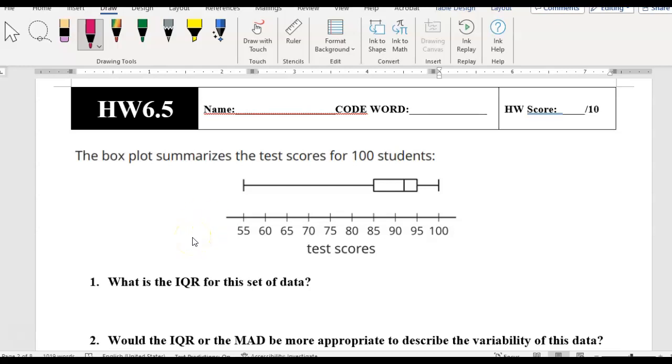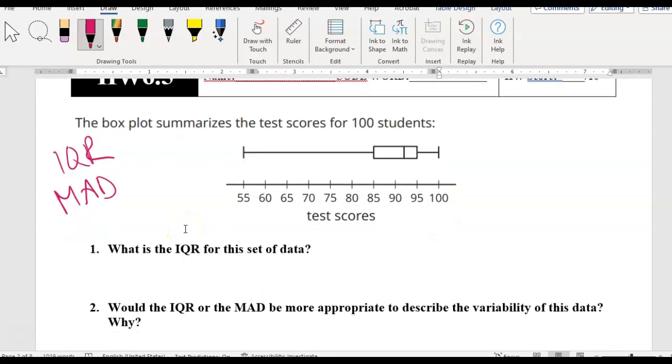All right, the box plot summarizes the test scores for 100 students. Today we looked at the IQR and the MAD again. Remember that the IQR is best for skewed data and the MAD is best for more evenly distributed, uniform or symmetrical data. So what is the IQR for this set of data?